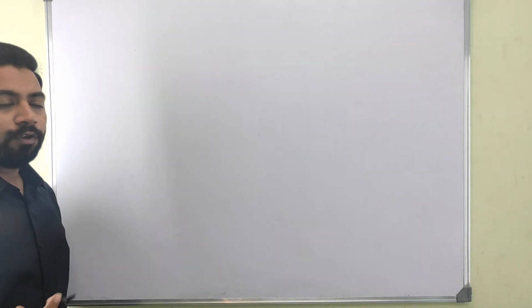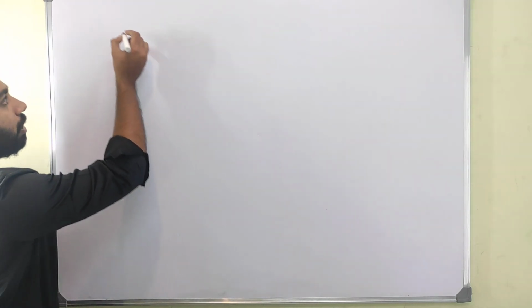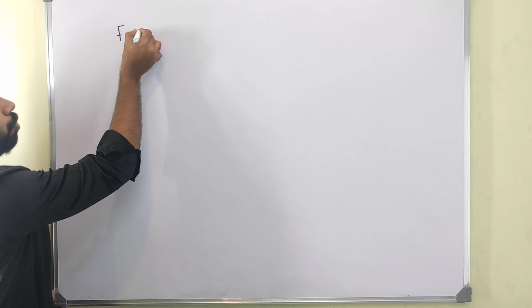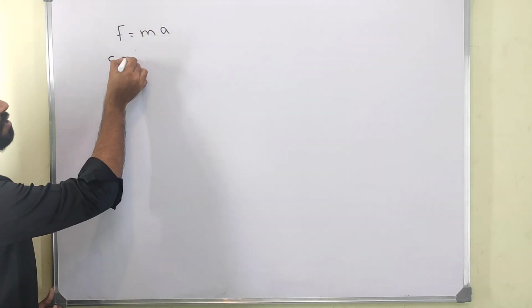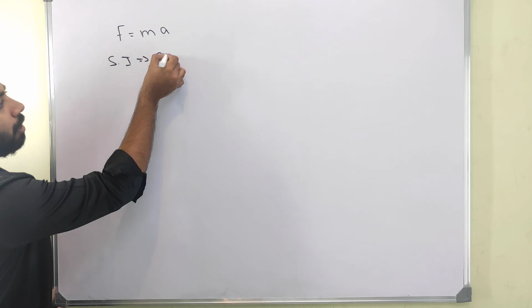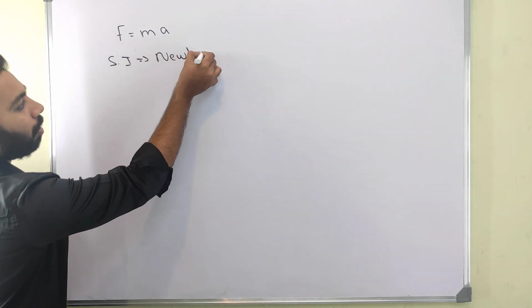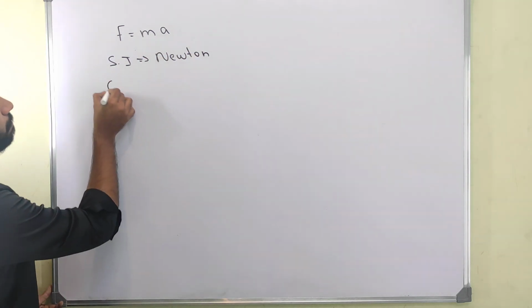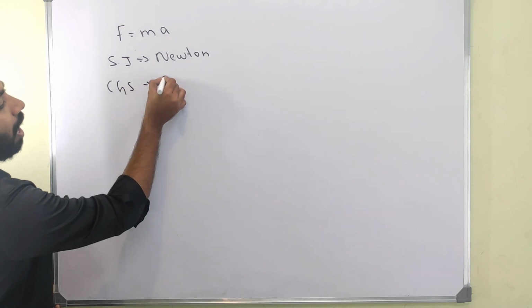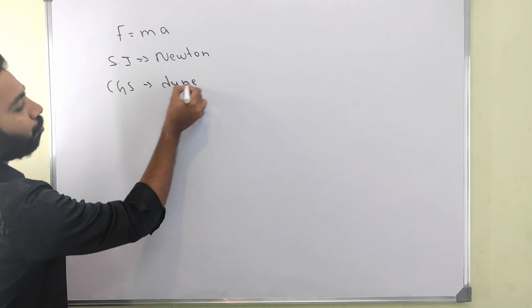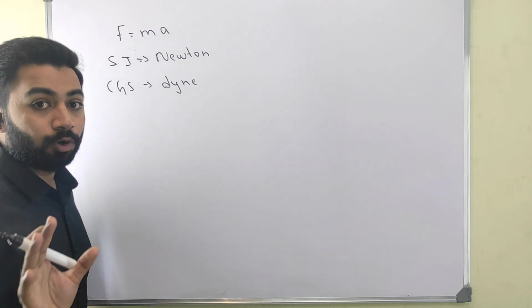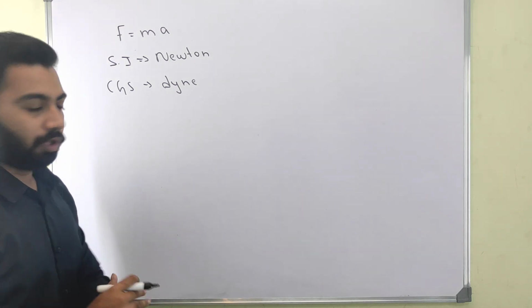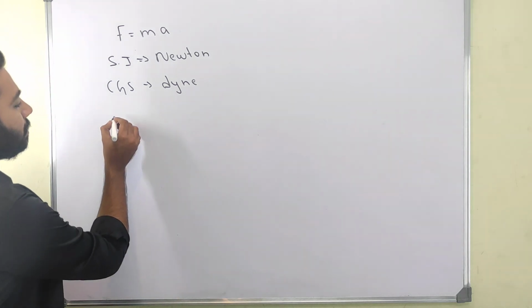Okay, now you are done. I will give you a few things. Just now we got F is equal to ma. The SI unit of this force, we know, is the Newton. In the CGS system, the unit is the dyne.